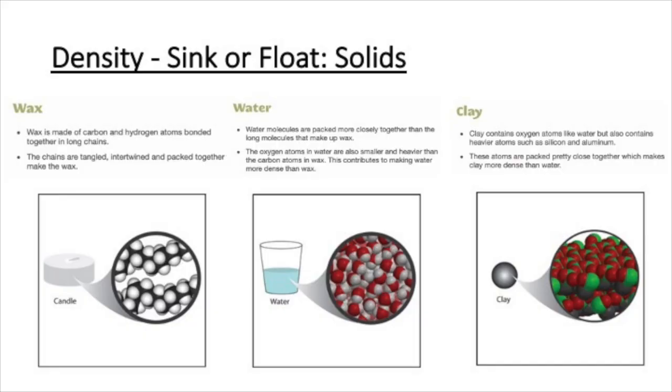Thanks, Mr. Schwartz. So let's go over and see what's happening on a molecular level with these three different substances. First up, the wax candle. Wax is made up of carbon and hydrogen atoms that are bonded together in long chains, and you can see from the image on your left-hand side how there are spaces between those chains in the wax. In the center, we can see the water molecules, which are made up of oxygen and hydrogen, and we can see how those are more closely packed together. And finally, on the right-hand side, we can see clay, which has oxygen, silicon, and aluminum atoms, and we can see how they are packed even closer together than the water molecules.